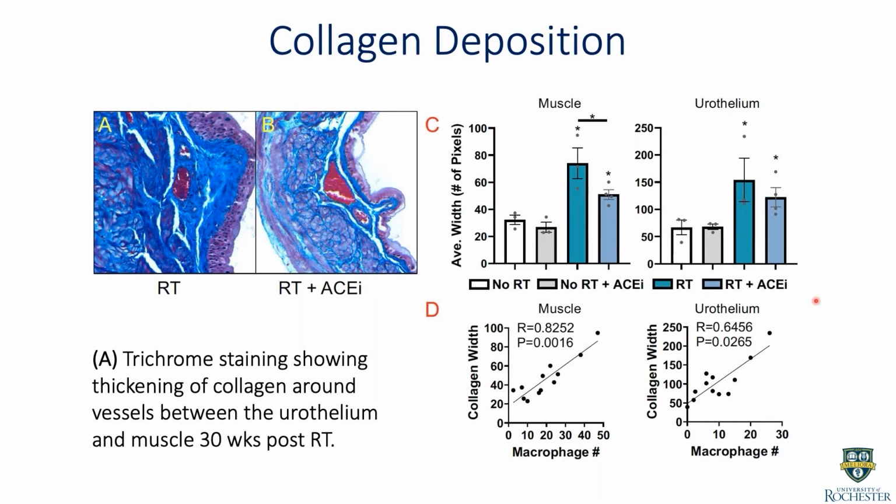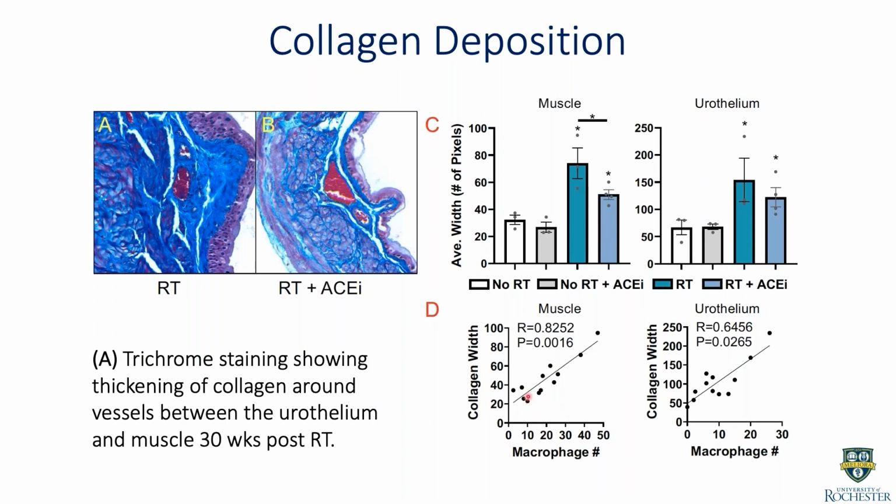If we look at the mechanisms of this and we look at trichrome staining showing thickening of collagen around the vessels between the urothelium and the muscle 30 weeks post-RT, here we can see a reduction in this trichrome staining following lisinopril treatment. And lisinopril treatment diminishes radiation-induced collagen thickening. And we can see quantification of the collagen deposition measuring the width of collagen between the vessel and either the muscle or the urothelium layer, and lisinopril significantly reduces deposition between the vessels and the muscle layer.